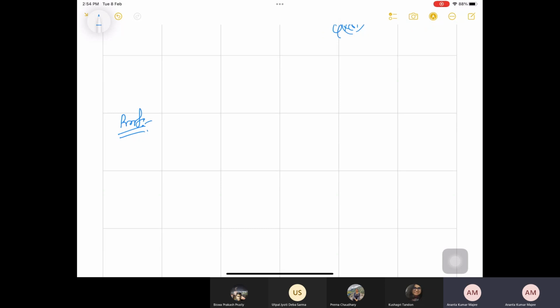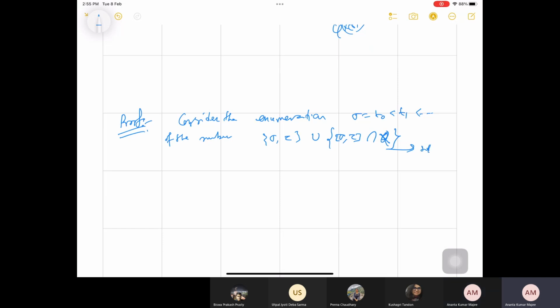So now consider the enumeration, the counting, something like that: sigma is my t0, less than t1, all these numbers of the set {sigma, tau} union (sigma, tau) intersection Q. Q is nothing but the set of rational numbers. Why am I considering this? Because we don't know whether sigma and tau are rational or irrational. If both are rational, then this is fine. Otherwise, I need to consider the endpoints. That is the general issue.